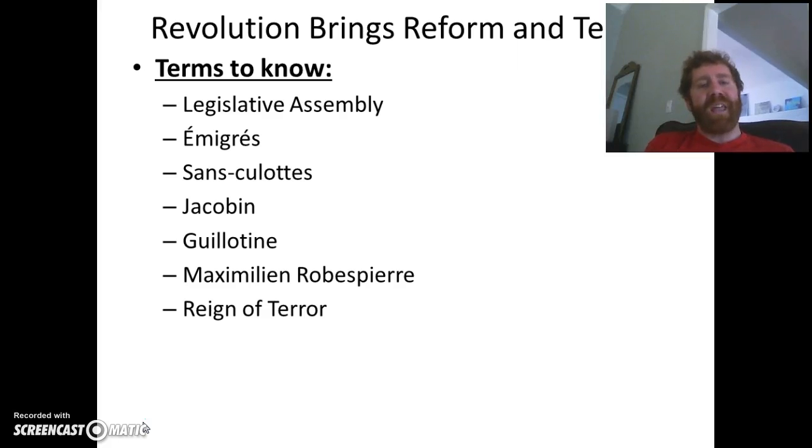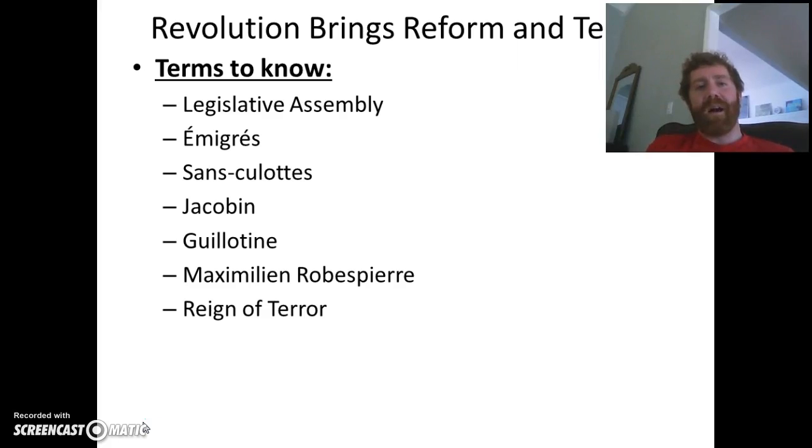First of all, the Legislative Assembly. This will be the third form of government that we will discuss with the French Revolution. We've discussed previously the Estates General. We are currently with the National Assembly, and now we will look at the Legislative Assembly. The next three terms, the Émigrés, the Sans-Culottes, and the Jacobins, these will be groups of people that are going to be important for the French Revolution.